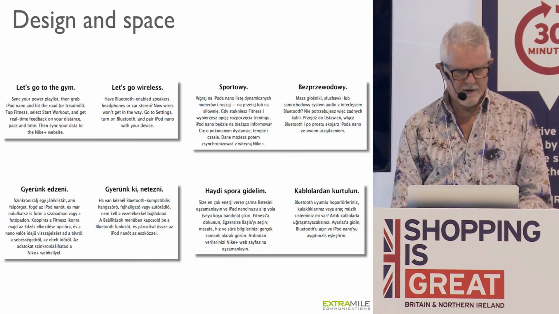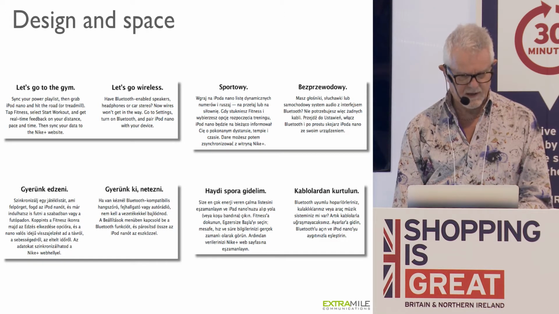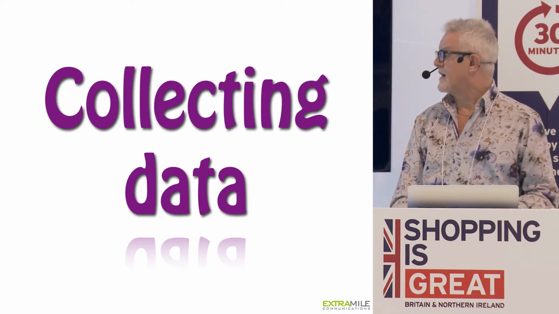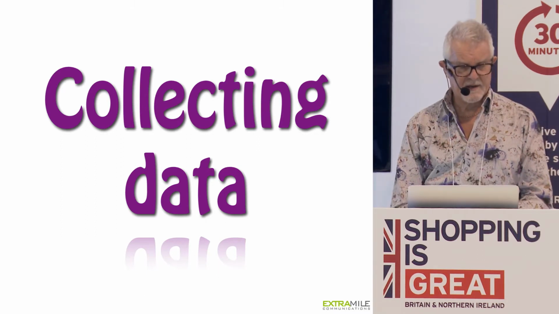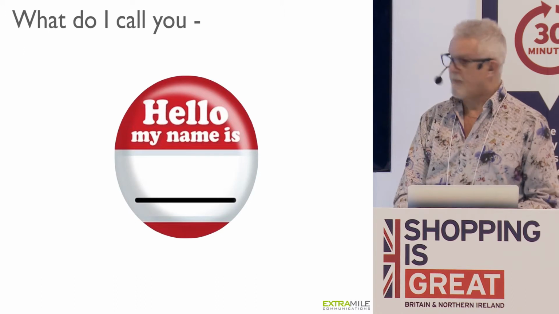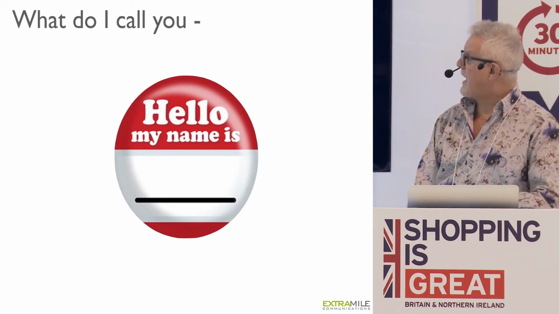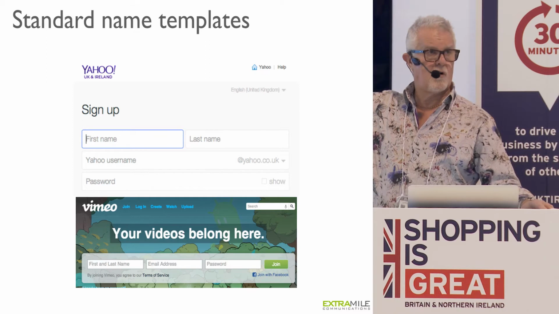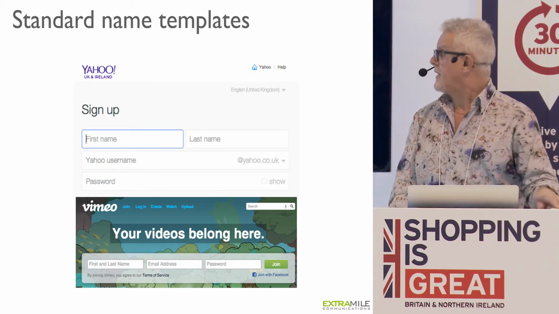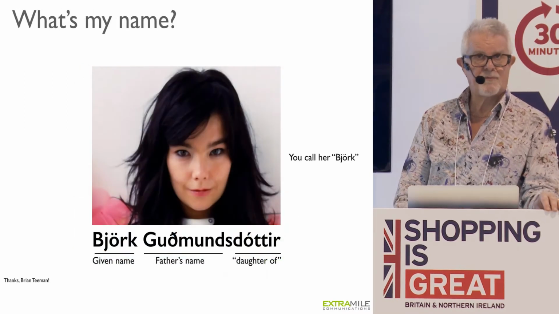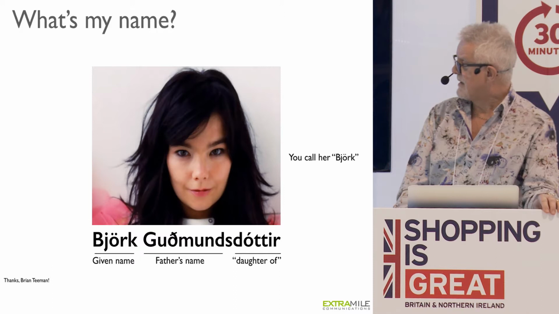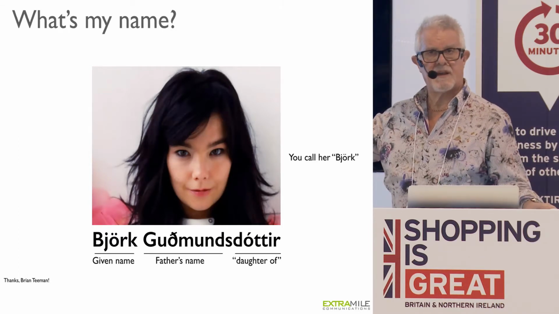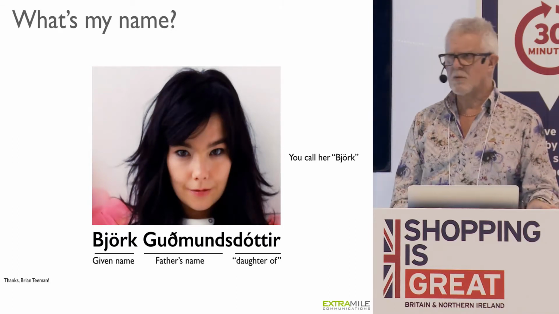So I'm just going to move on a little more rapidly here to a final bit, which is about collecting data. Now, the whole idea with collecting data is that you want to have people's name and their contact details. And we normally use things like a form, first name, last name. And that's fine for some people. However, let's take some examples. We call this lady Björk. Her name is made up of her given name, her father's name, and the ending daughter of. That's okay. It'll work with our form.